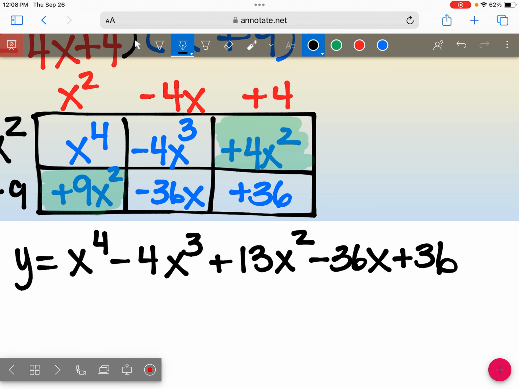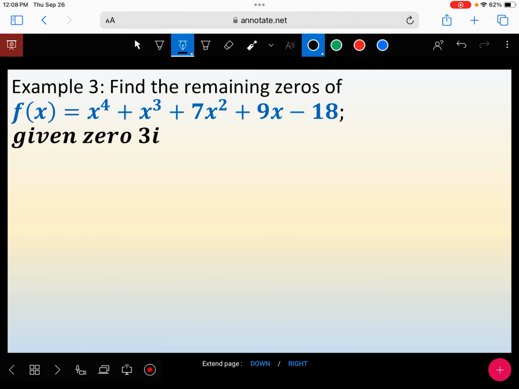So whatever your i is, so like if my i is 7, then it would be x squared plus 49. Exactly. So you're just squaring it. But just remember, it has to be a plus, not a minus. All right, so now let's do our long division.